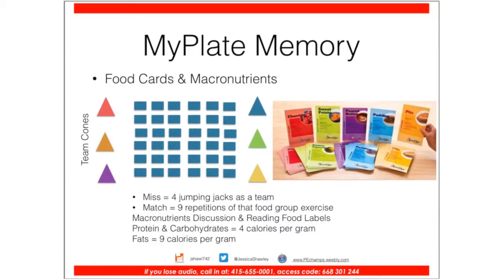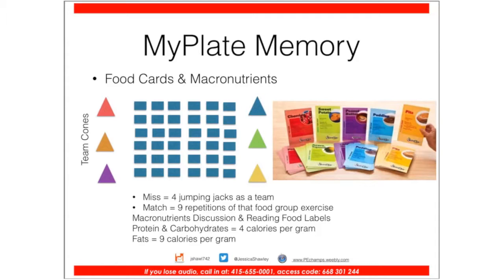So if it's a mismatch, it would be 4 jumping jacks, let's say, and if they get a match, it's 9 repetitions of that food group exercise. And so maybe you have a spinner, maybe you have a station they have to go to that's color coded, or they have a list there and they just know what they're doing. But this one for me is great because I love bringing in that macronutrient discussion and reading of food labels.